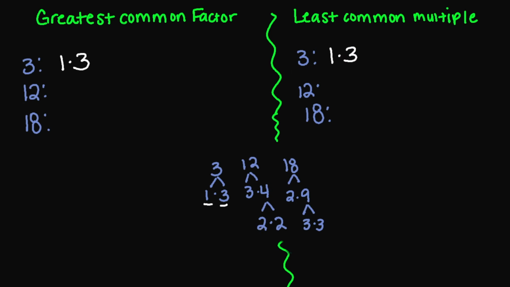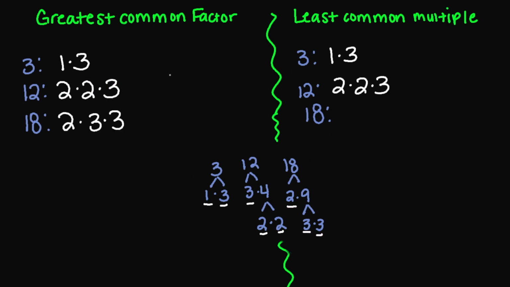For 12, we have 2 times 2 times 3. So I'm going to put 2 times 2 times 3. And then 18 is 2 times 3 times 3. So let's look at our GCF. The common factor that all three numbers share is going to be the number 3. So my GCF in this example is 3. All the other numbers do not have matches, so those are going to remain out.